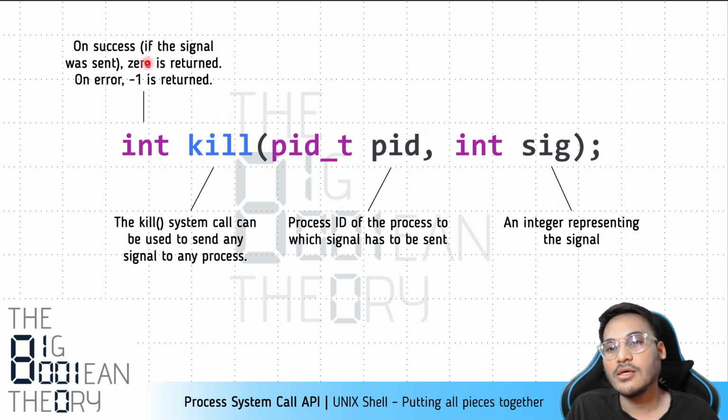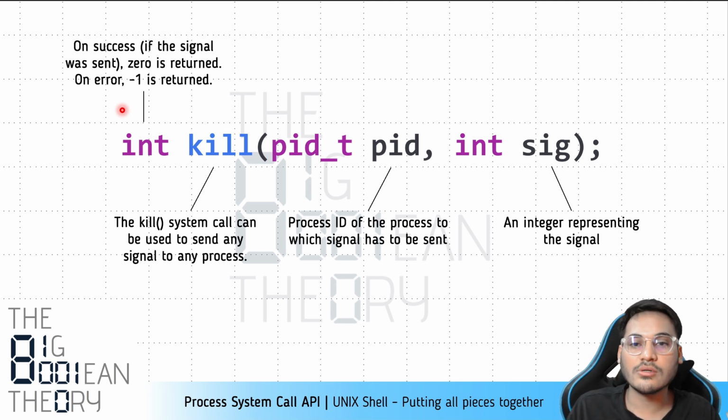And once the signal is sent, what is the return value? On success, if the signal was sent, right, 0 is returned. On error, -1 is returned. Very simple, right? If the sending of the signal was successful, then the kill system call will return 0. Otherwise -1 will be returned. So let's look at some examples of how the signals look like, and how the kill system call behaves.